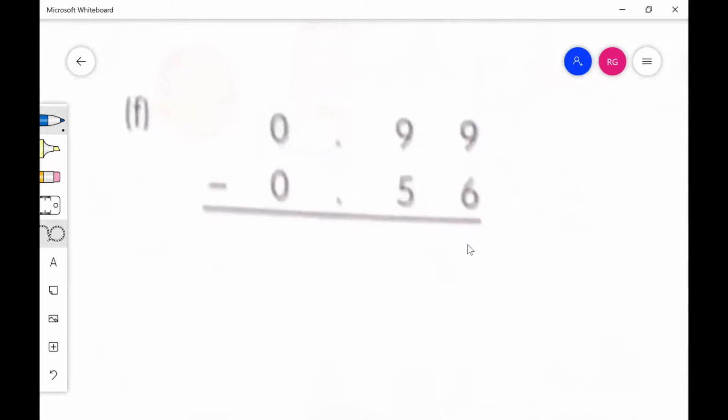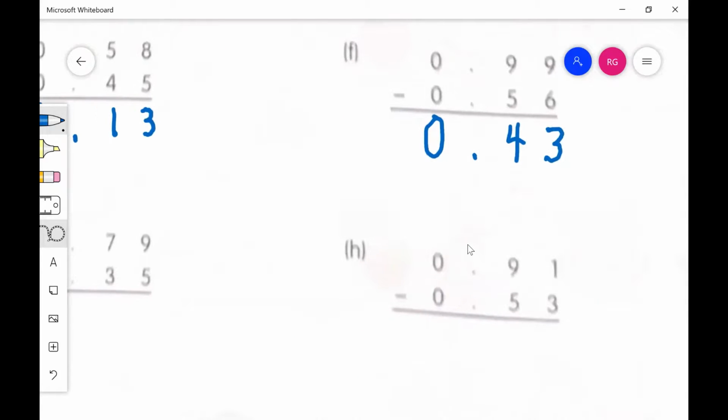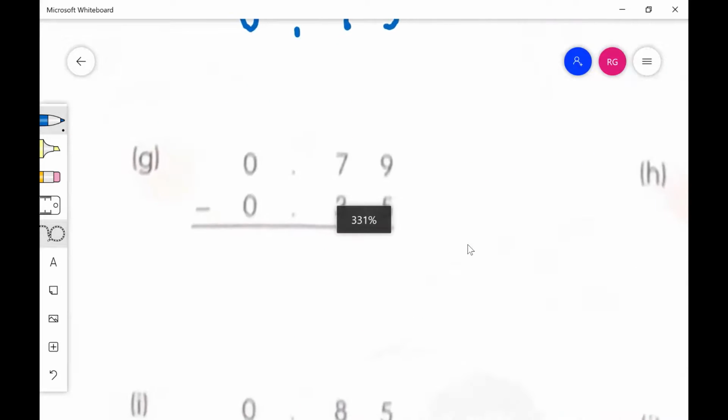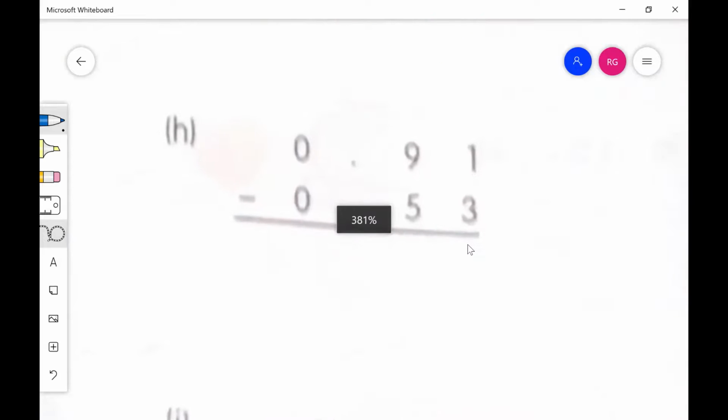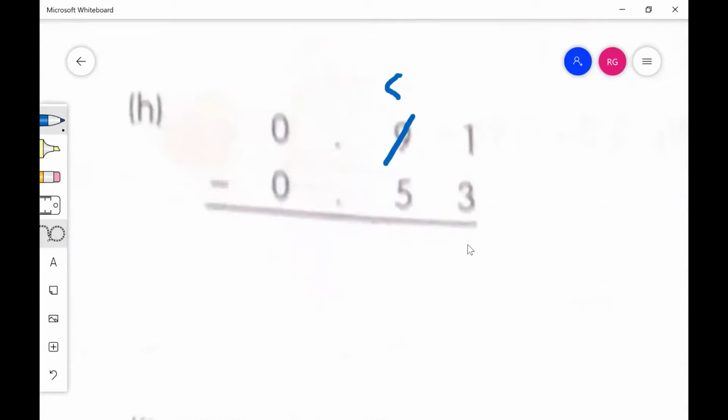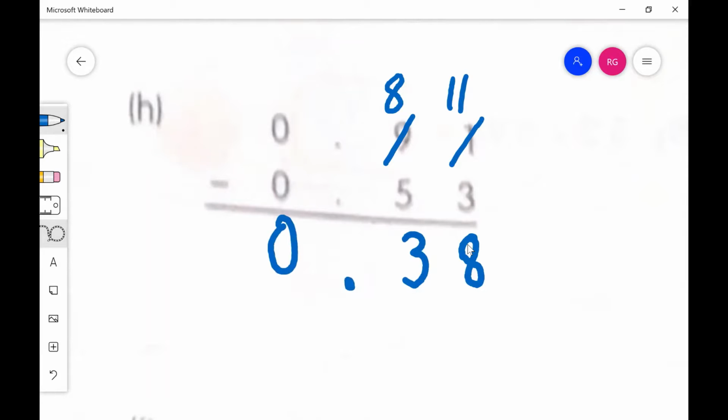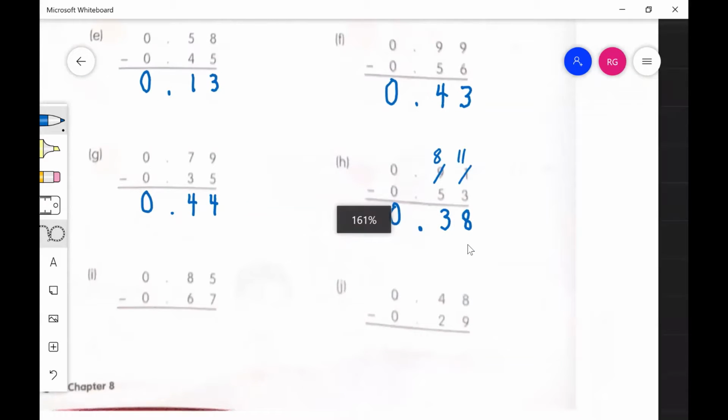Okay, moving on to the next one. We also don't need to borrow here, it looks like. So that's 3, that's 4, and that's 0.43. Okay. All right, for part G here, also looks pretty simple. 4, 4. Okay, so 0.44. For H, looks like we have to borrow here. This will become an 8, and this becomes an 11. Now I can subtract. It's 8 and 3, so the answer is 0.38 there.